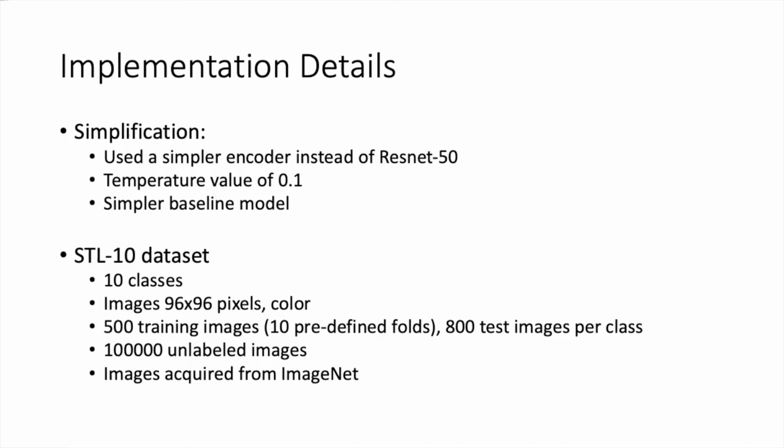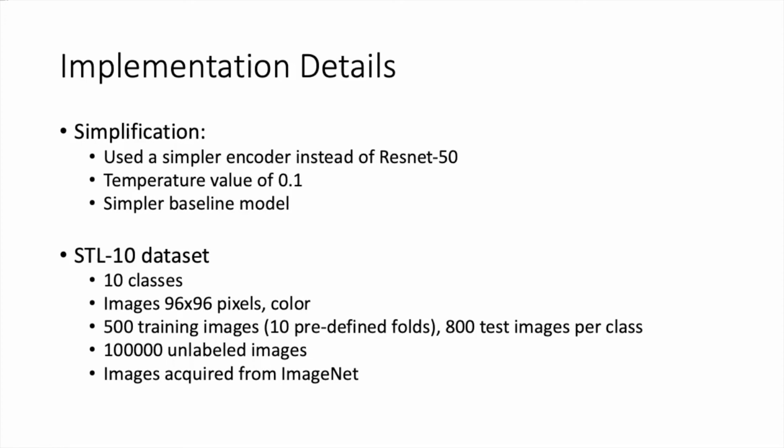Also, I've used a lower temperature value of 0.1. A lower temperature value is better; you can end up with a better accuracy if you use a lower temperature value. And I have also used a simpler baseline model. In the original paper, they were comparing it to models like ResNet 50 and other much more complex supervised learning networks. Now for this project, I am using the STL10 dataset.